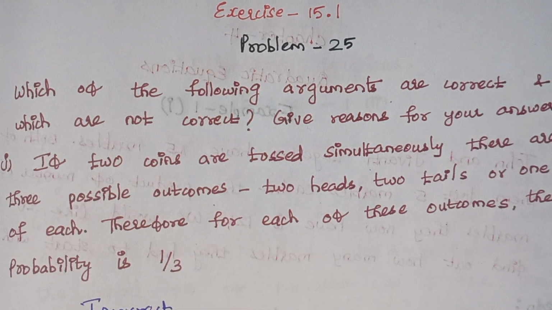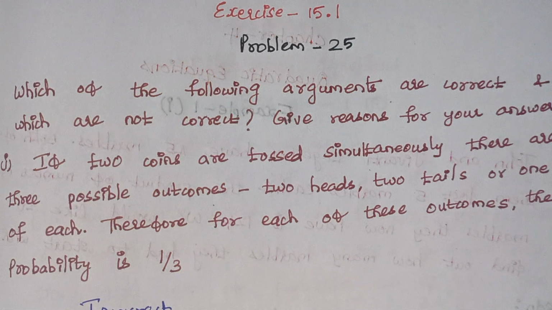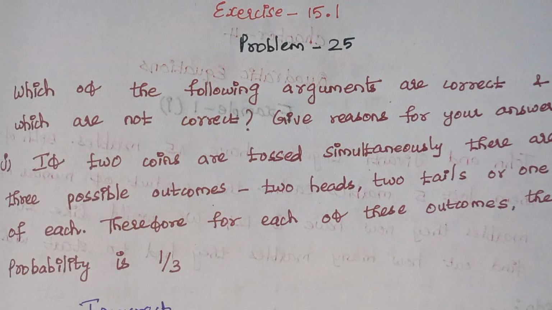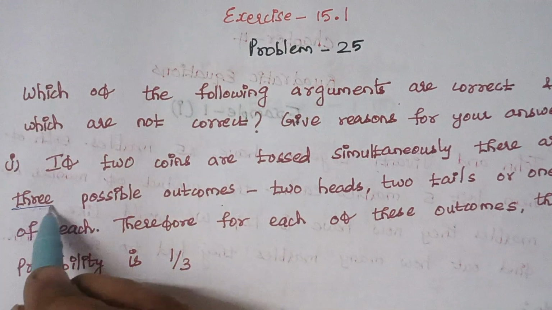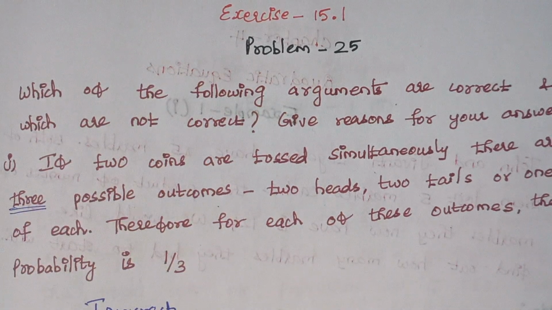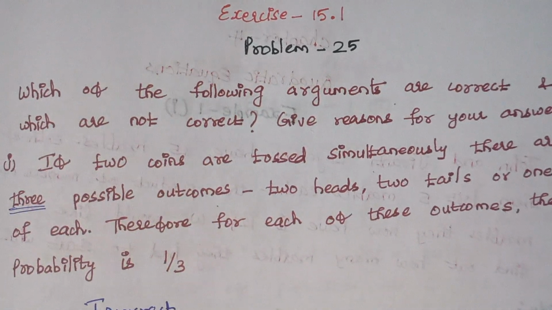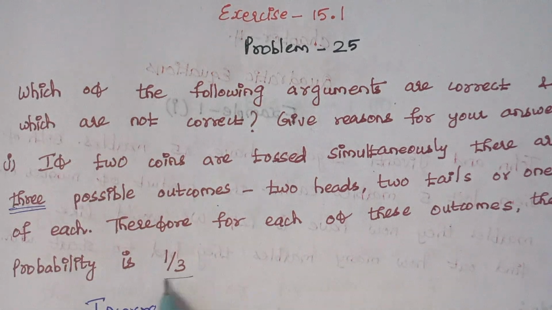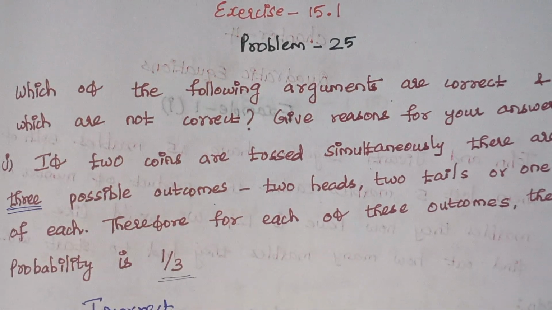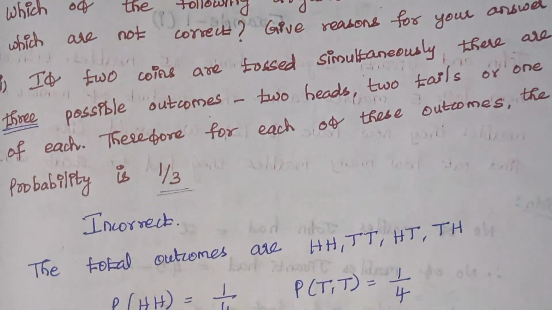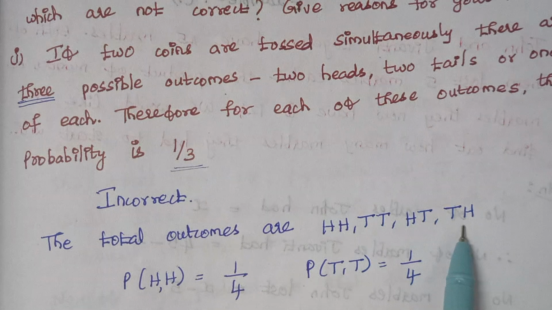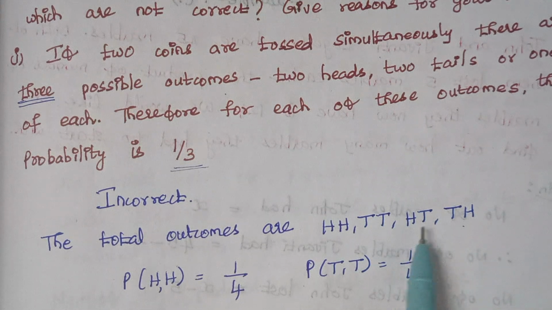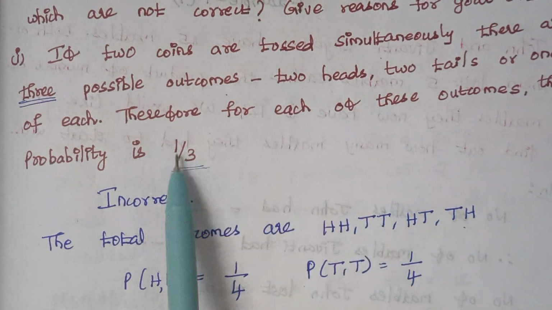So now tell me, if 2 coins are tossed simultaneously, how many outcomes do we have? We will be having 4 outcomes. Here what they have said is that we will be having only 3 possible outcomes, and that too, the probability of each outcome is 1 by 3. So here our answer is, the given statement is incorrect, because these are all the total outcomes.